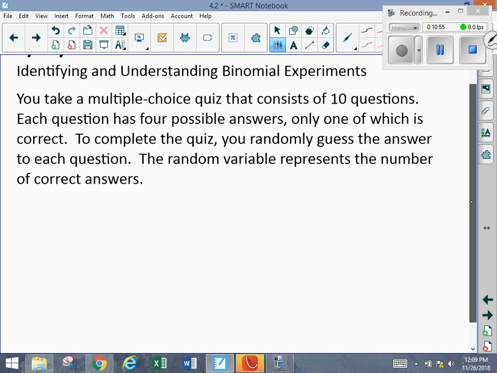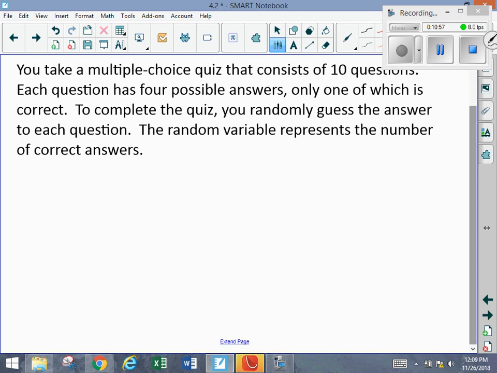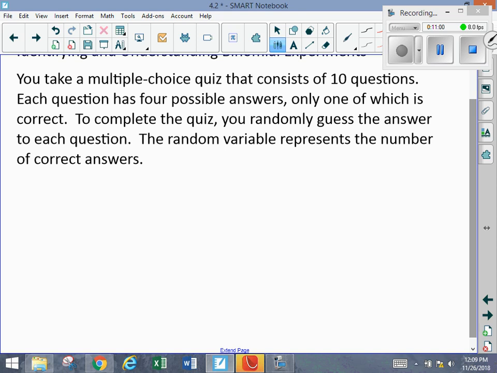All right, let's see. First of all, let's see if this is a binomial setting. The multiple choice question test: 10 questions, 4 possible answers per question. You're going to randomly guess the answer to each question because you did not study, and you don't even understand the words on the test. So you guess.